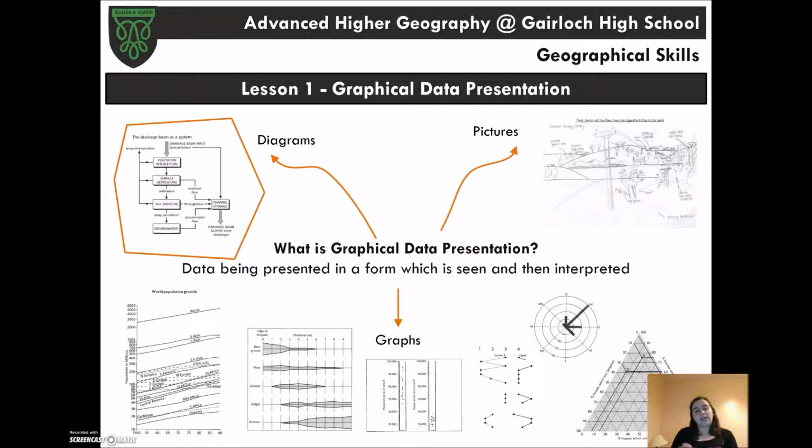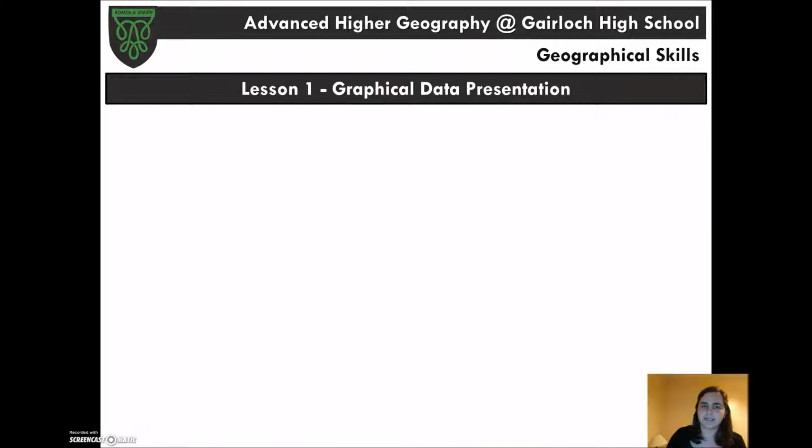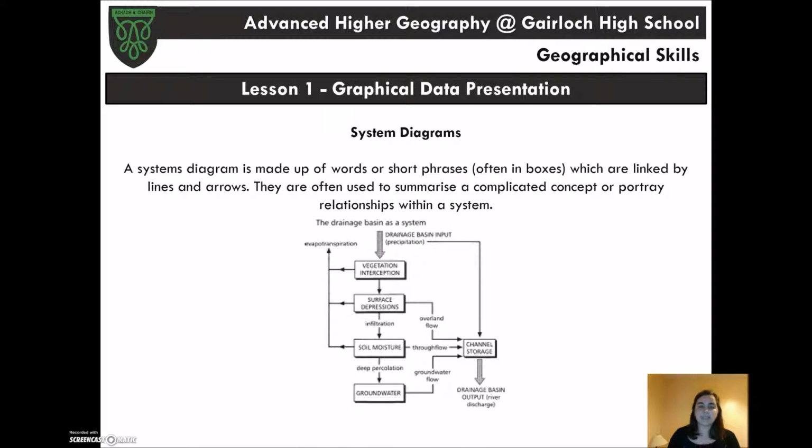So as we said initially, in this first lesson we're going to look at systems diagrams and bipolar analysis. These are two of the more basic ones, just to get us started. So, systems diagrams. A systems diagram is made up of words or short phrases, which are often put in boxes just to keep everything clear, and which are linked by lines and arrows. It's often used to summarise a complicated concept or portray relationships within a system.